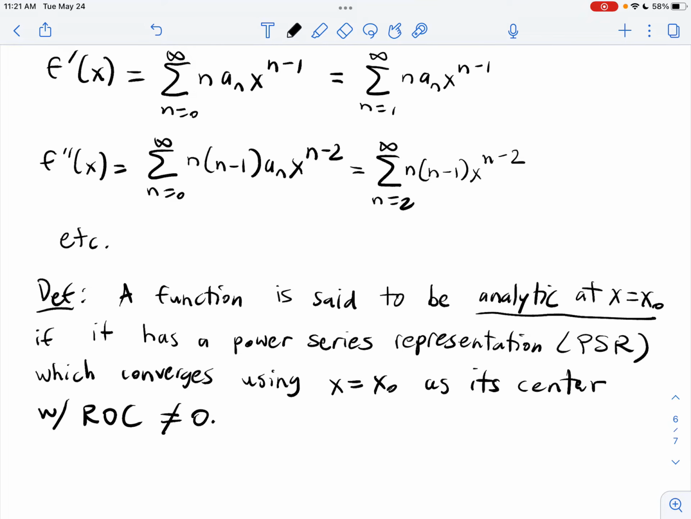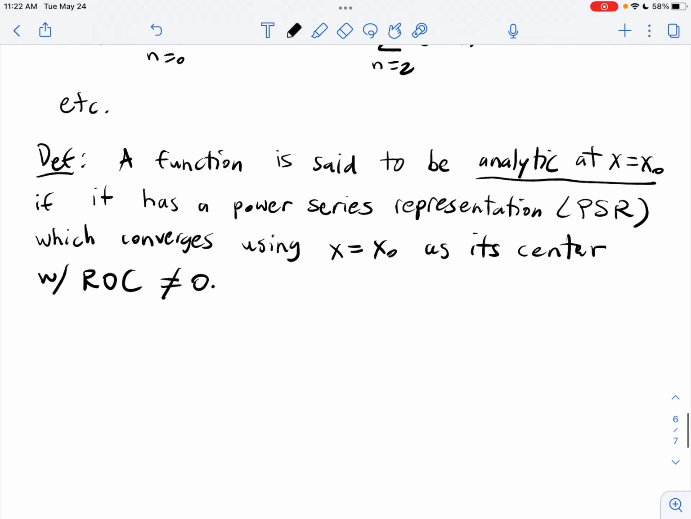Okay. So what this means is that if the power series converges using the center of that point, and it does not have a radius of convergence equal to 0 there, then we call the function analytic at that point.